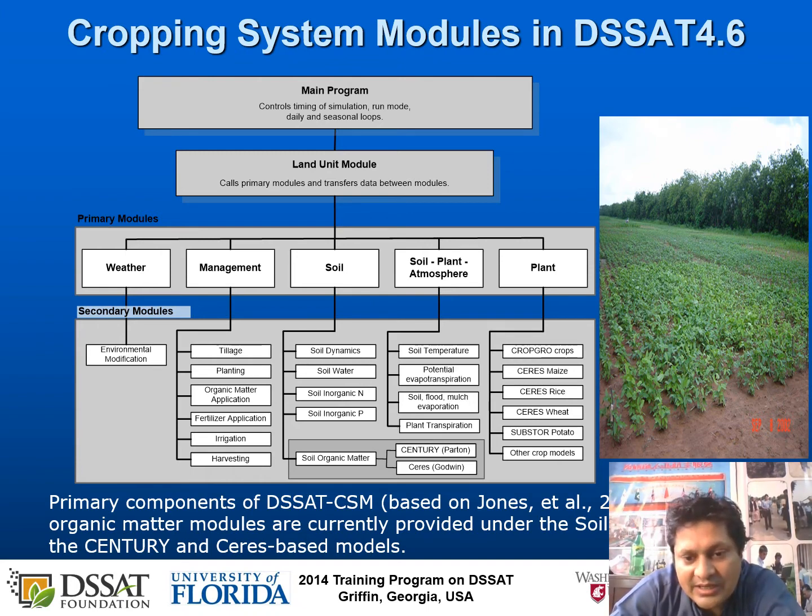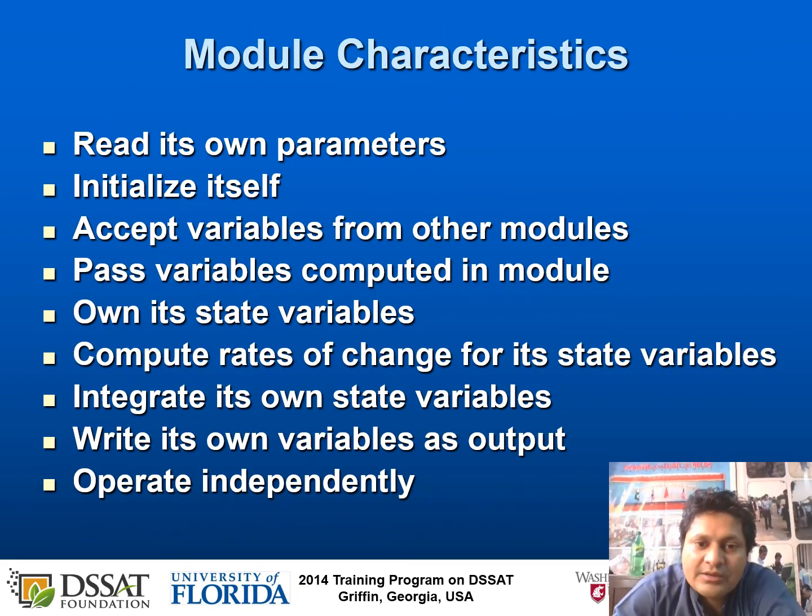When we talk about the plant, there is crop growth, the CERES models for maize, rice, and wheat, and SUBSTOR for potato and many other crops. Module characteristics for the DSSAT model: read its own parameters, initialize itself, accept variables from other modules, pass variables, compute rates of change for its state variables, integrate its own state variables, write its own variables as output, and operate independently.